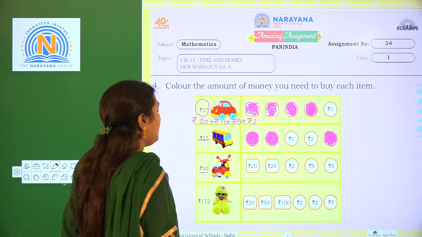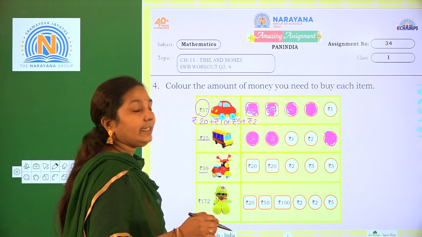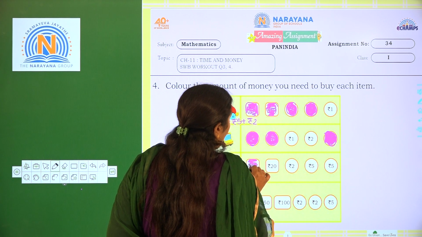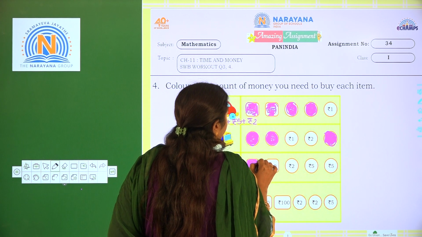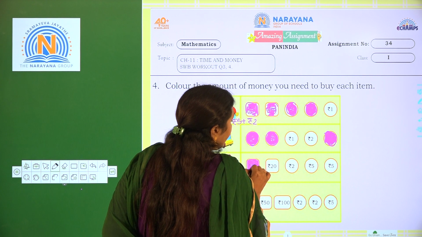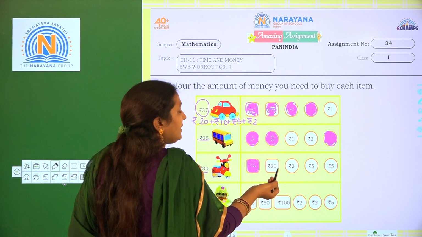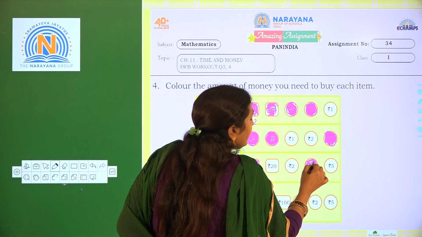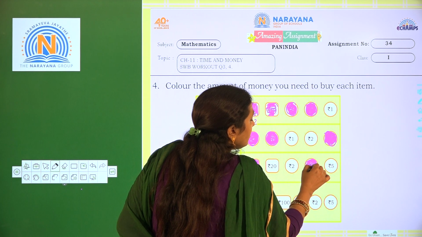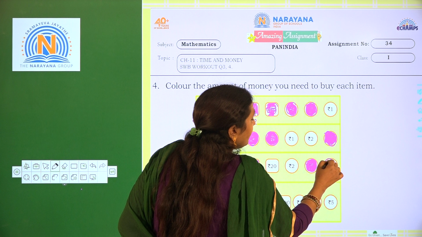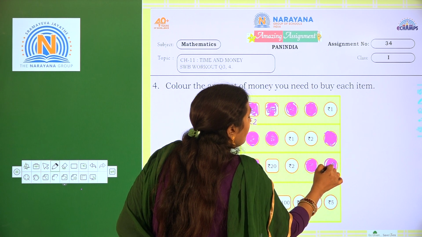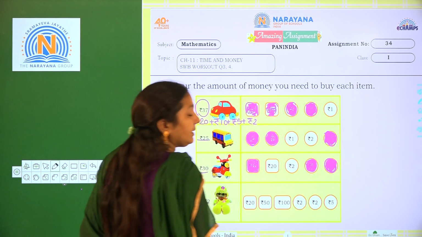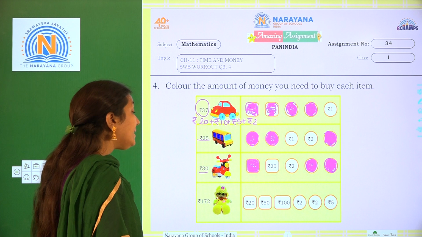Now 30 rupees. What is the cost of the toy scooter? 30 rupees. Take a 20 rupees note. 20 rupees we already colored, so 10 more is required. There is no 10 rupees note or coin, but there are two 5 rupees coins. So color a 5 rupees coin and another 5 rupees coin. The total amount is 20 plus 5 is 25, plus 5 is 30. Got it?